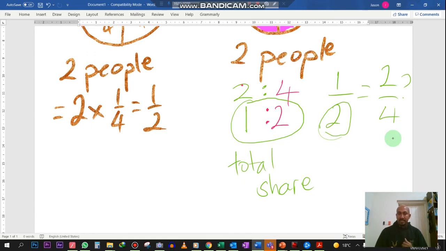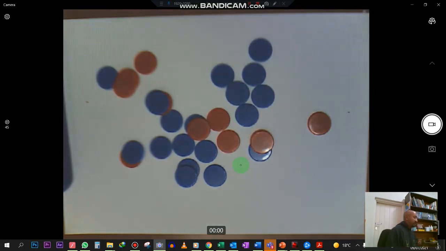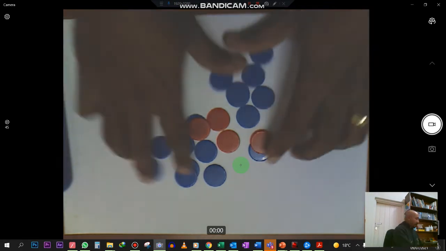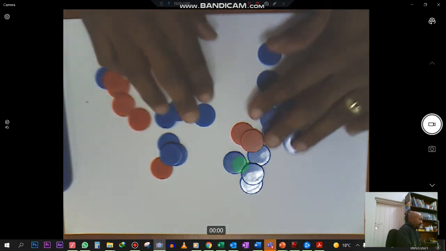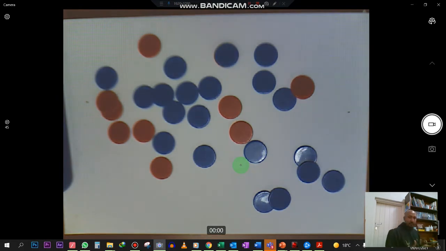look at them mathematically. I can explain it to you in a different way. Here I've got a whole bunch of red and blue counters. And if we were to share these equally, we could either decide, well, let's see how many blues there are, let's see how many reds there are, and we divide this between myself and you. The problem is there might be leftovers.